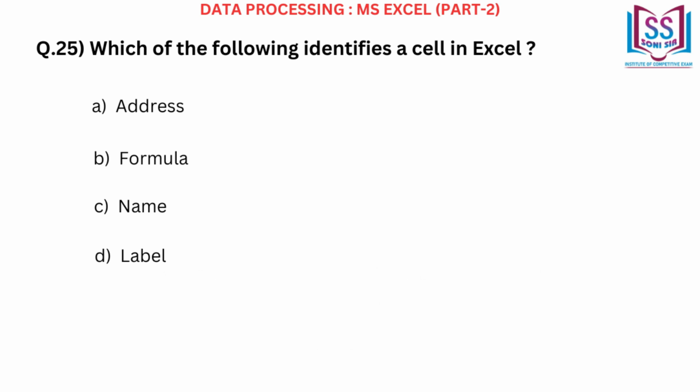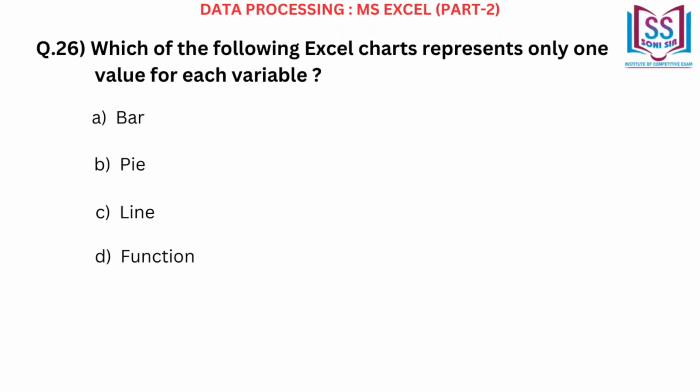Which of the following identifies a cell in Excel? A. Address. B. Formula. C. Name. D. Label. Correct answer A. Address.